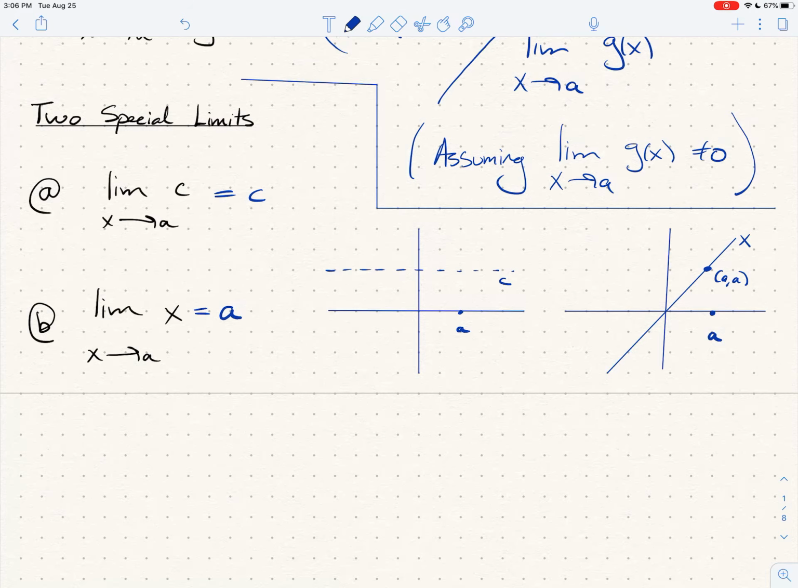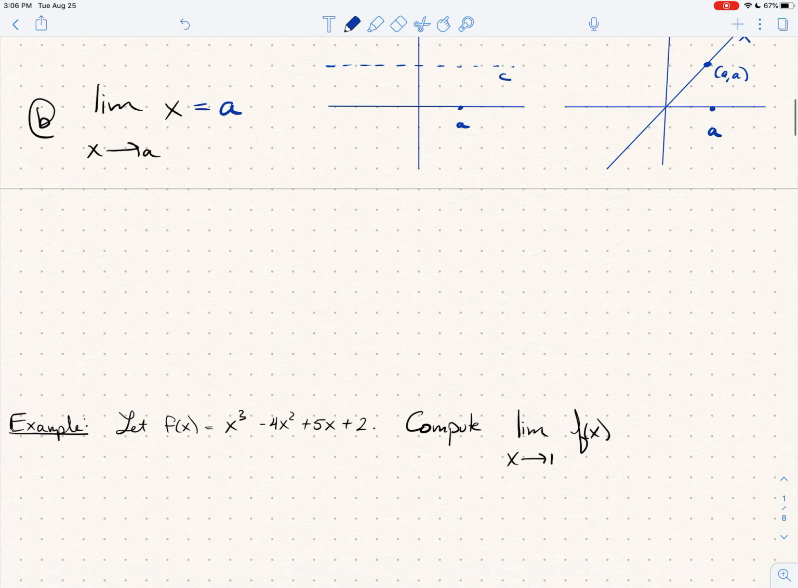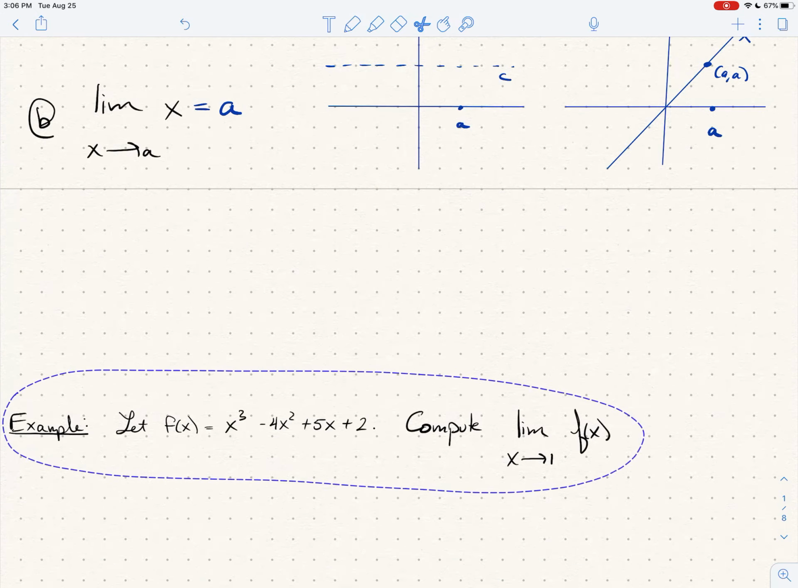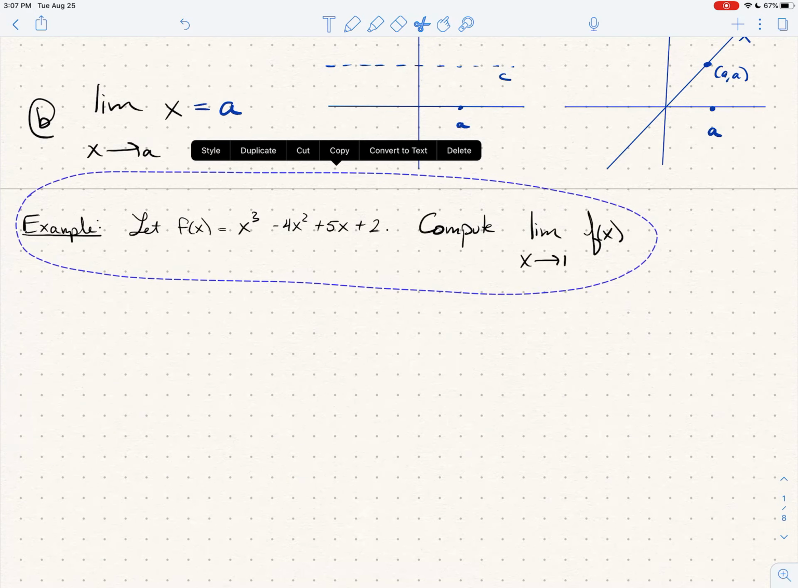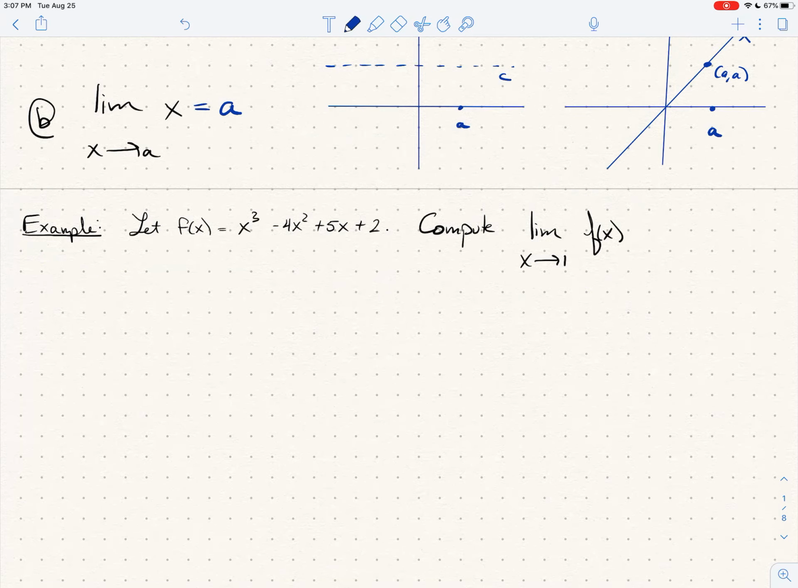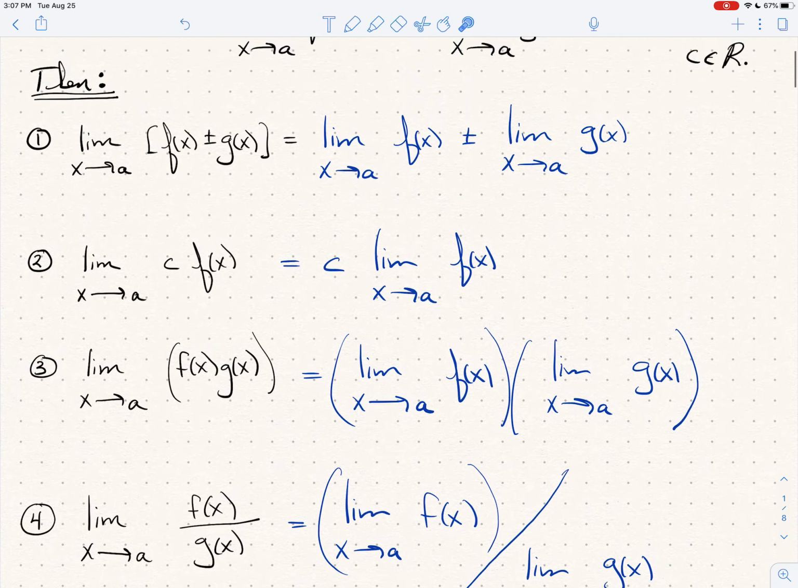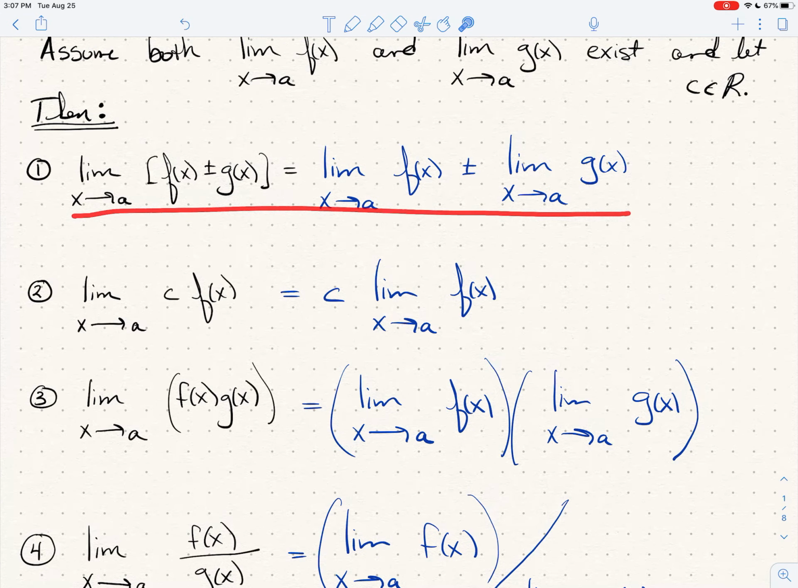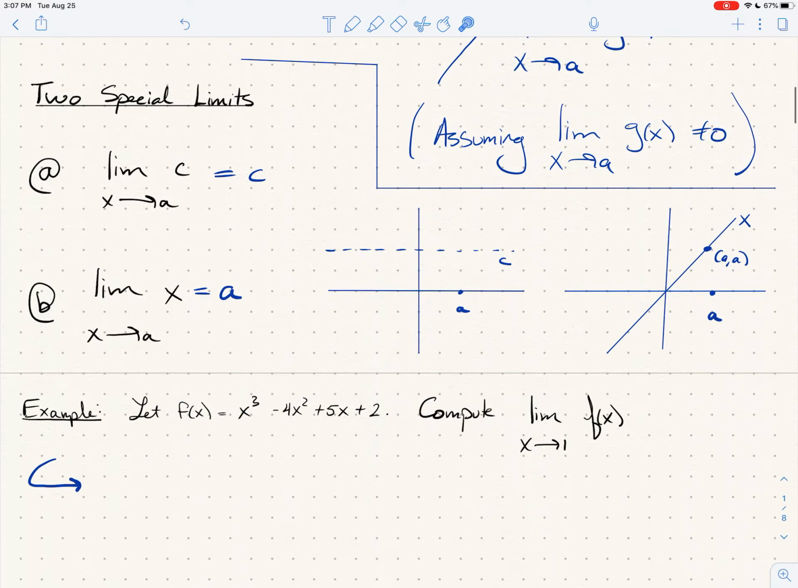All right, so armed with those two limits, we can now work out an example. So let's do one example and then we'll end this video. So here we go. We've got this function, x cubed minus 4x squared plus 5x plus 2, and I want to compute the limit as x goes to 1 of f of x. So I'm going to work this out with a little bit of care because I want you to see the limit laws in play. So the first thing that I'm going to do is realize that the limit as x goes to 1 of f of x, by limit law number 1, the limit law involving sums, I can break that limit up into a sum of a bunch of limits.